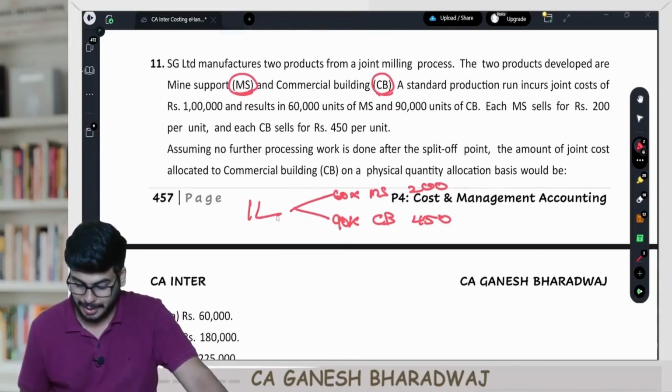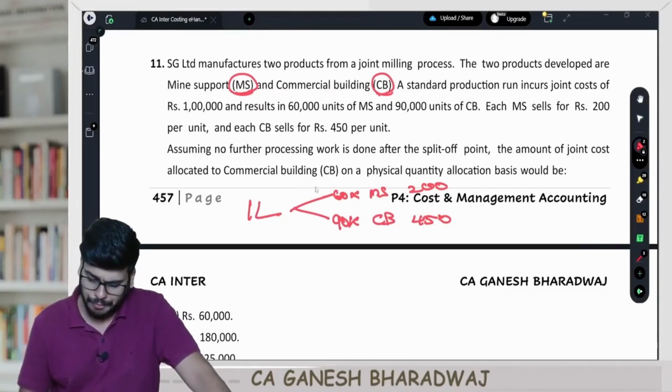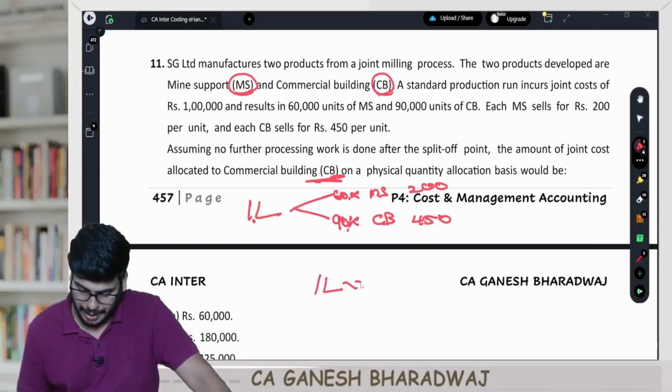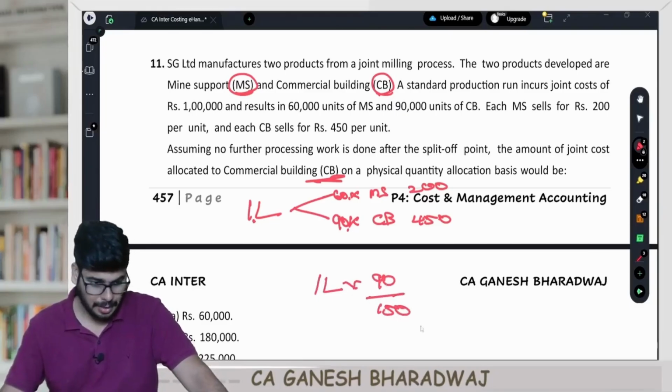Guys, it's not a no brainer. Tell me, how much will be the amount of joint cost apportioned to CB? 1 lakh into 90,000 divided by 1,50,000. How much is it? 1 lakh into 90 by 150. 60. How much is that?